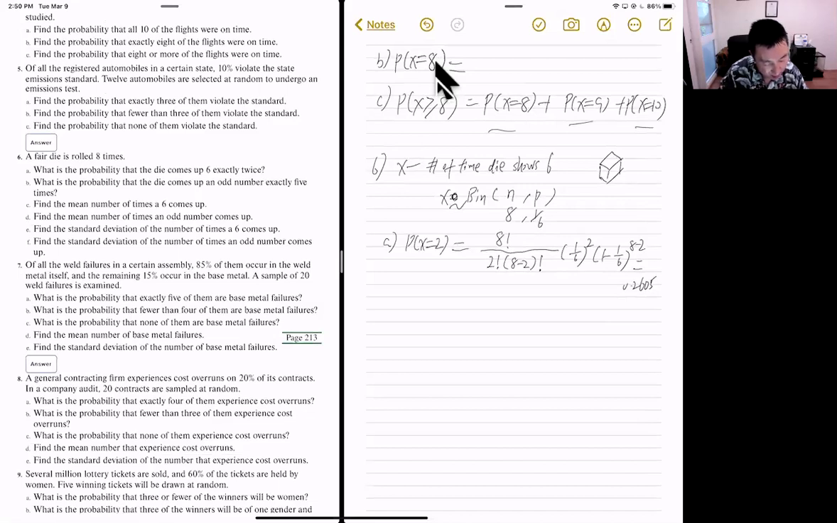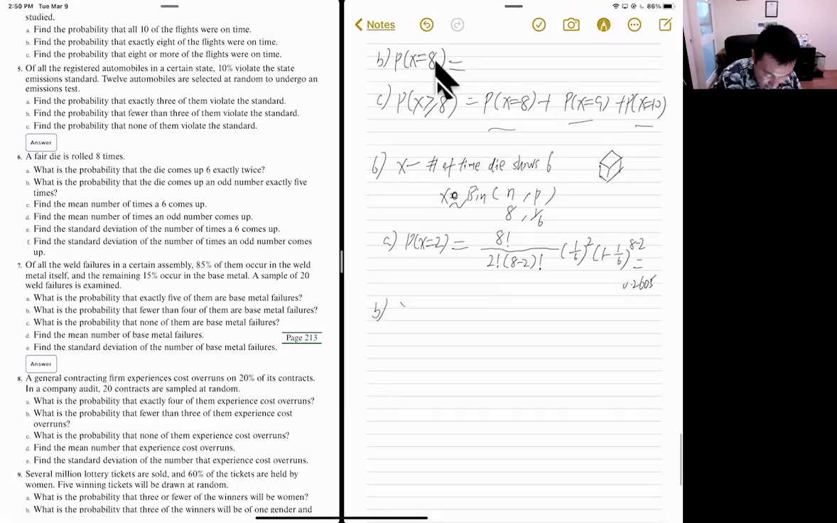So let's look at part B. What is the probability that the die comes up an odd number exactly 5 times? So that's a different experiment. This is talking about an odd number, it's not about coming up with the 6. So let's define y. So y is the number of times the die comes up an odd number.